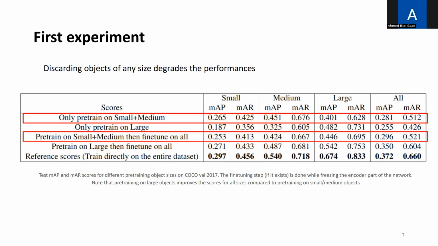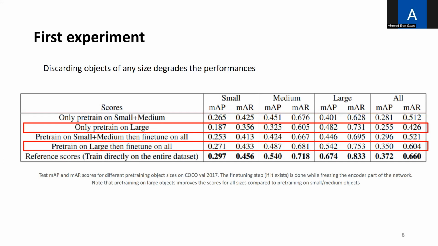The second thing that we can observe in these results is that the fine-tuning step is also very important, because in the fine-tuning step we introduce the whole dataset with all object sizes. This confirms that all object sizes are needed in order to get the best performances we can. We see it here when we pre-train on small and medium and then fine-tune on the whole dataset: we obtain better results across all sizes. And we see it also on large objects.